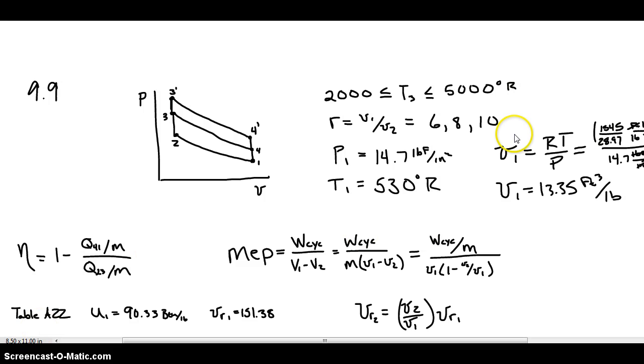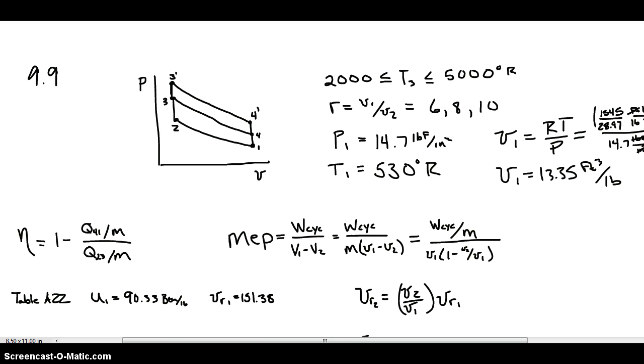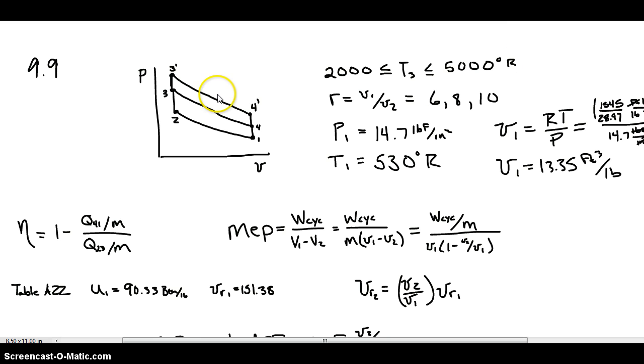Okay, problem 9 asks us to plot thermal efficiency and mean effective pressure versus temperature for 3 different compression ratios. And this is for an Otto cycle. So I just drew the PV diagram to remind me about this process.